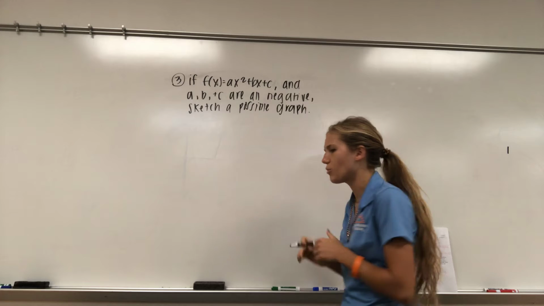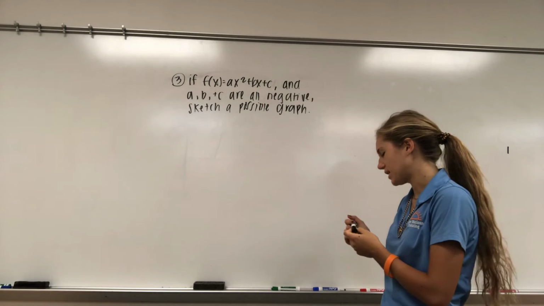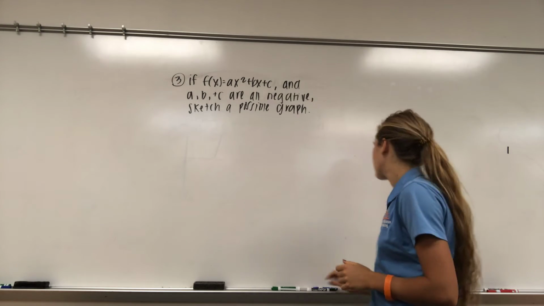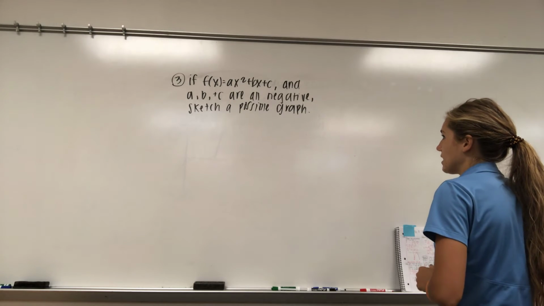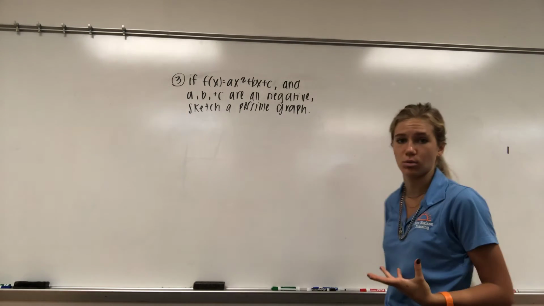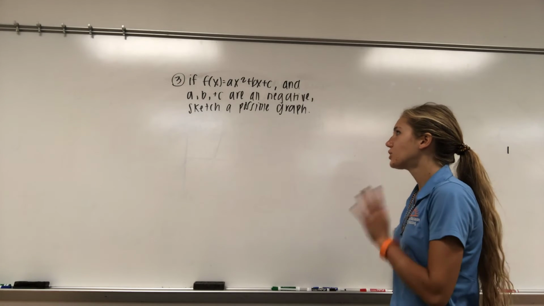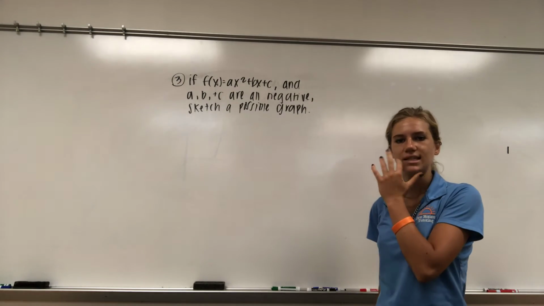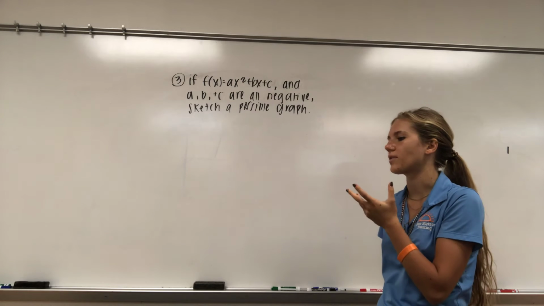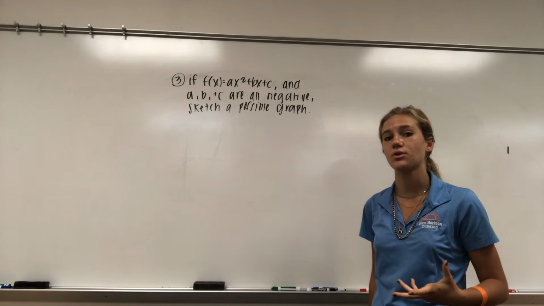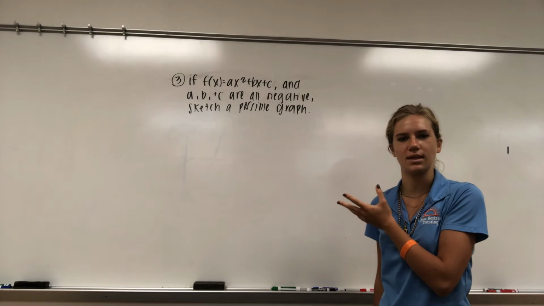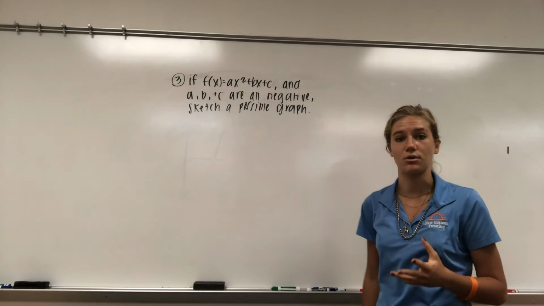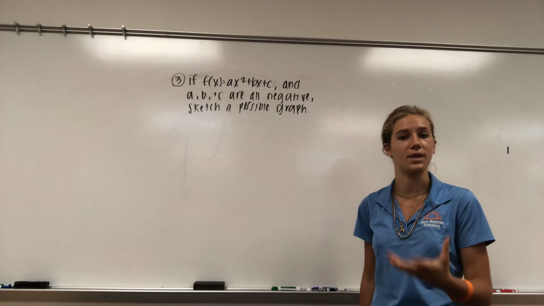Okay, so moving on to this problem, it reads: if f of x is equal to ax squared plus bx plus c, and a, b, and c are all negative, sketch a possible graph. As an intro to this problem, the ACT likes to do this a lot, where they don't give you absolute values. They talk in more abstract concepts, like in this one. They're not giving you actual values for a, b, and c, right? They're just telling you that they're all negative.